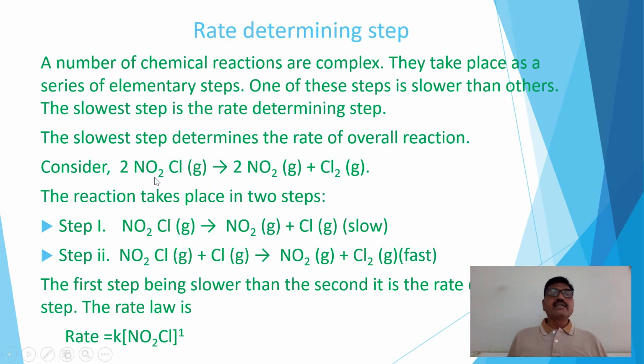Consider again nitryl chloride giving nitrogen dioxide plus Cl2 gas. The reaction takes place in two steps. We already studied this. In the first step, a molecule of nitryl chloride gives nitrogen dioxide plus a chlorine atom. Experimentally it is observed that this is the slowest step. In the second step, nitryl chloride reacts with the Cl atom to produce NO2 and Cl2 gas. This is observed to be the fastest step. Since the first step is slower than the second, it is the rate determining step.